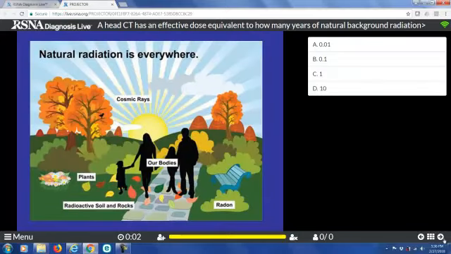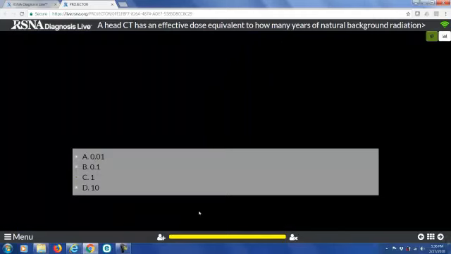A head CT has an effective dose equivalent to how many years of natural background radiation? Is it like 0.01 years, 0.1 years, 1 year or 10 years? Pause your video recordings till you have the answer, and the correct answer is natural background in the years about 3 millisieverts. A head CT for an adult might be 1 to 2 millisieverts.